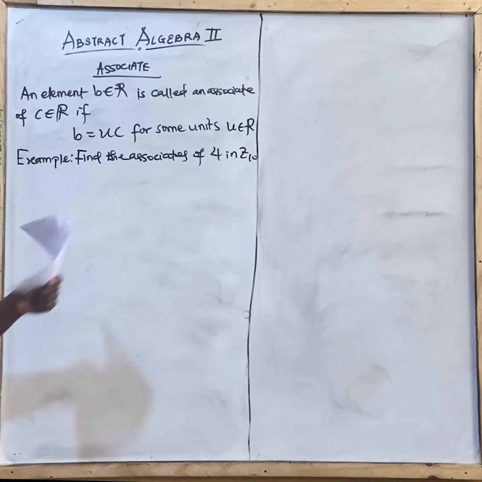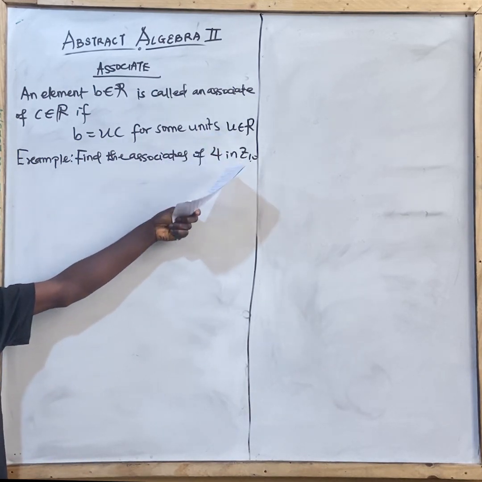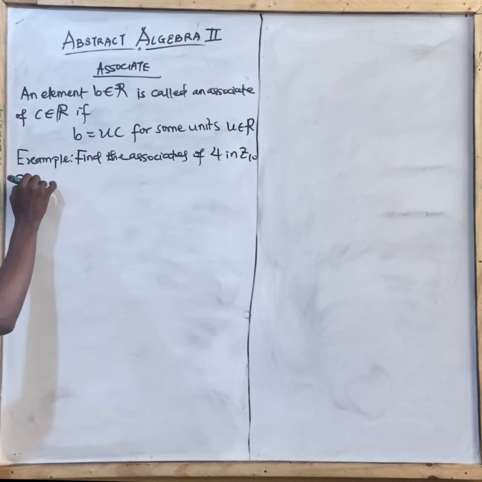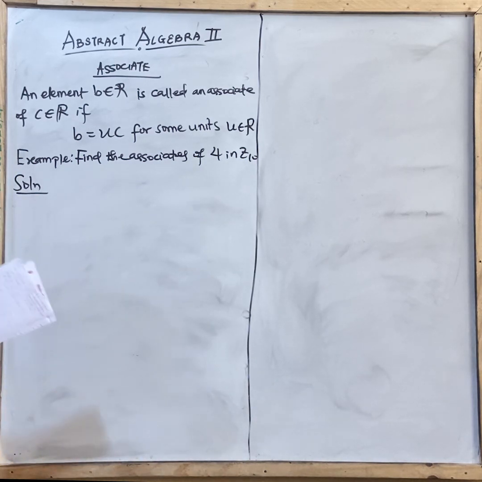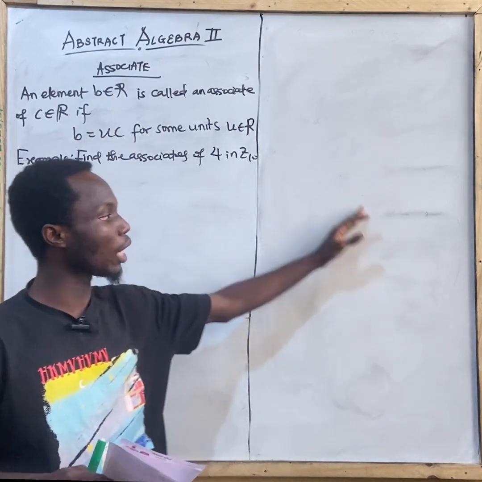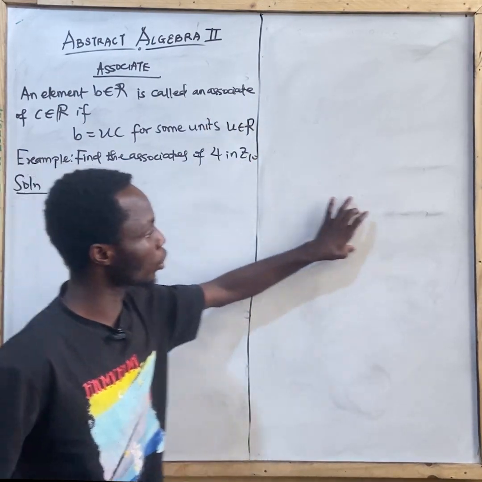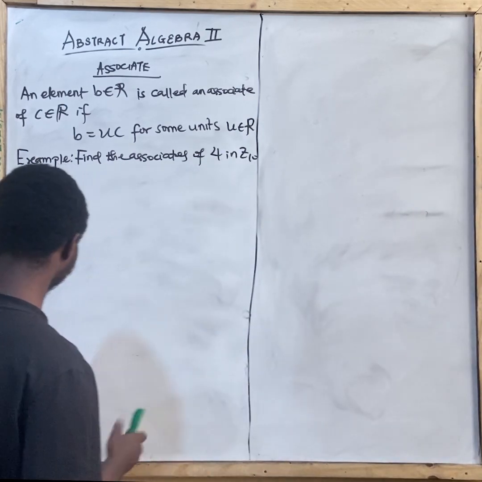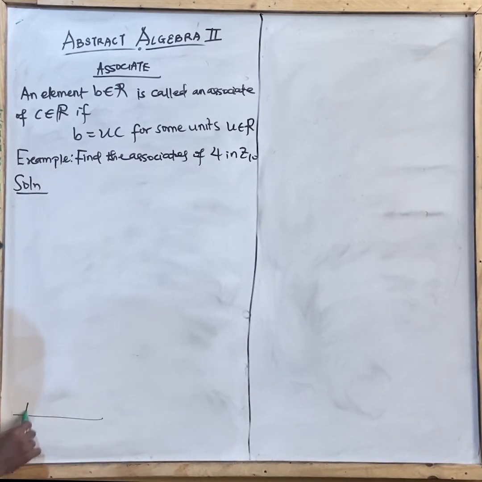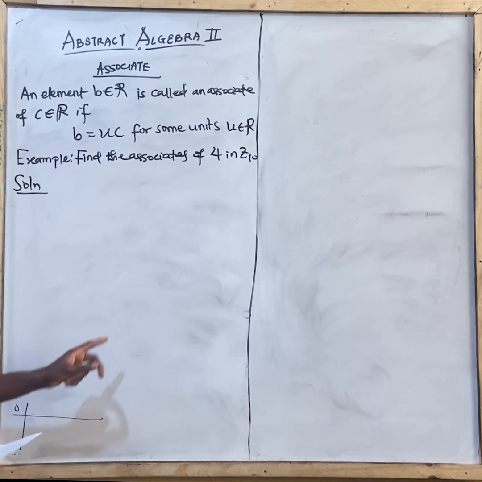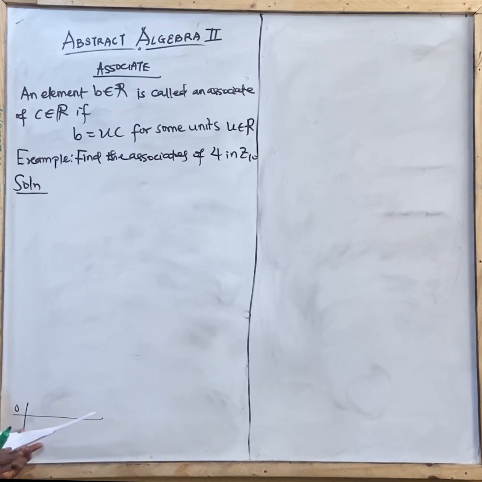The first thing I need to find are the units. What are the units in Z10? The solution. So there are two ways to find the units in Z10. Either you use your modulo diagram, you write 0 to 10, 0, 1, 2, 3 to 9. Here you also have 1 to 9. Then you start multiplying, and whatever gives you back 1, those elements are the units in Z10.